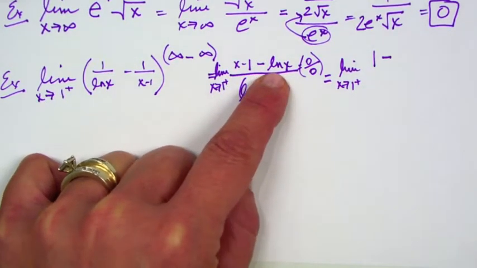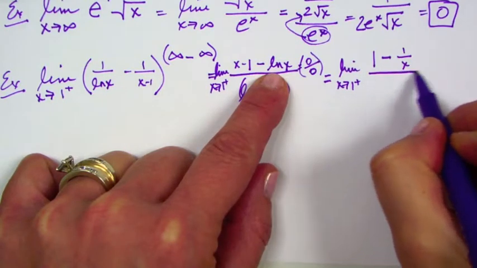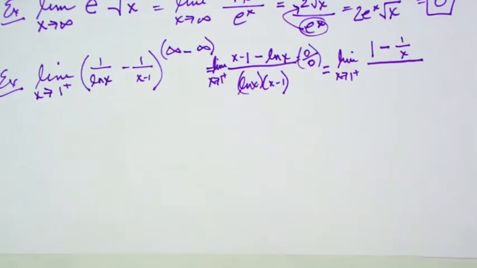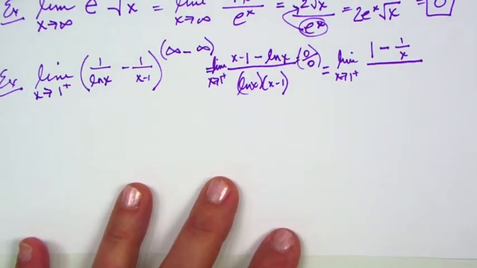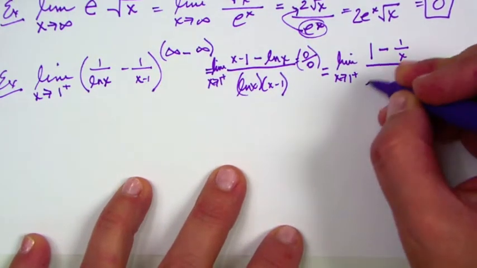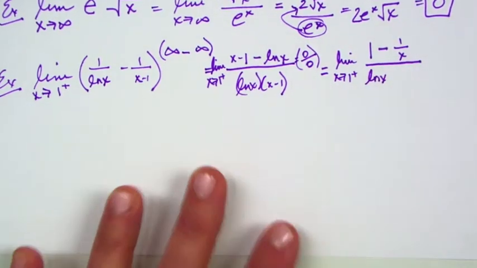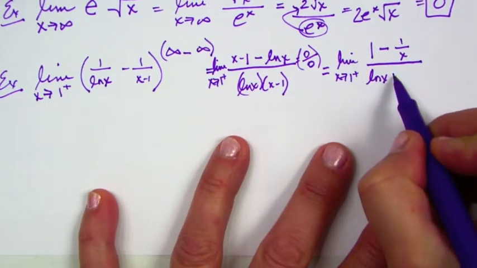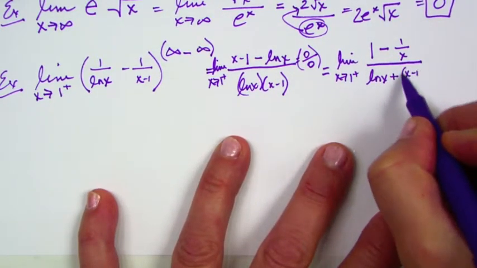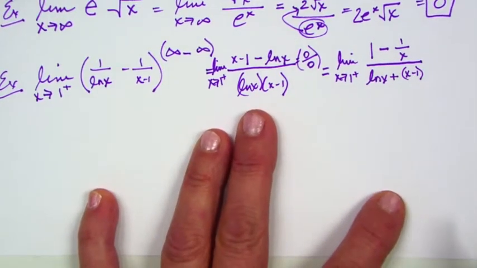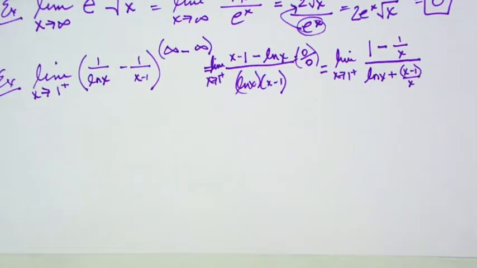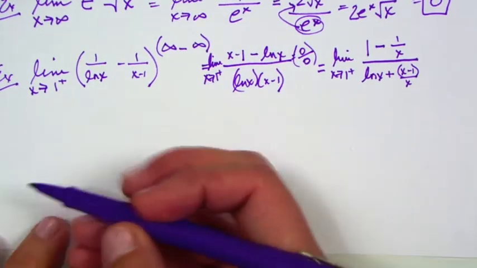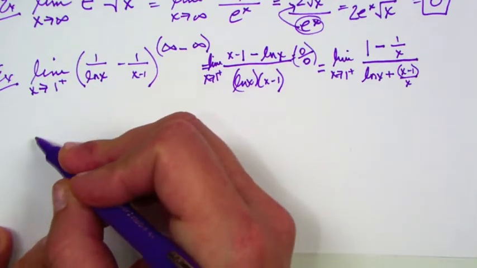So I'm going to have the limit as x approaches 1 from the right. What is the derivative of the numerator? The derivative of x is 1 minus derivative of 1, 0. What's the derivative of ln x? 1 over x. All over. What are you going to have to use in the denominator? Product rule, right? The product rule. So the first times the derivative of the second is 1 plus the second times the derivative of the first, which is 1 over x, right?